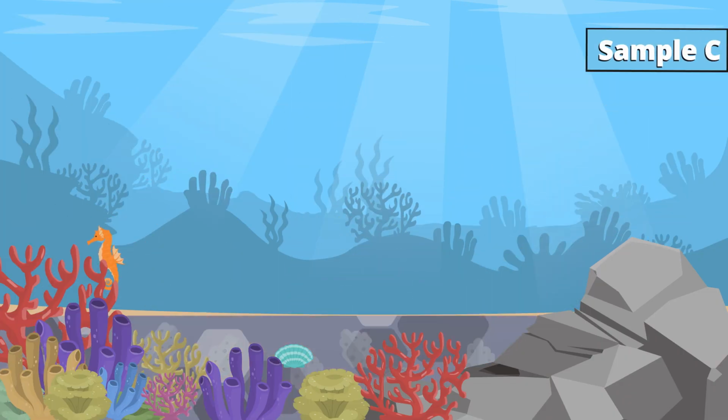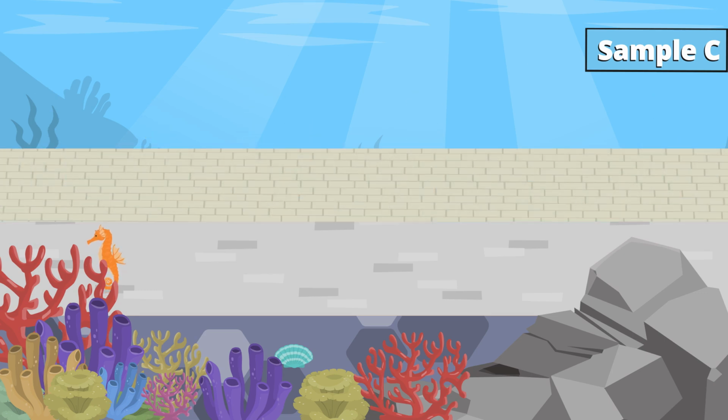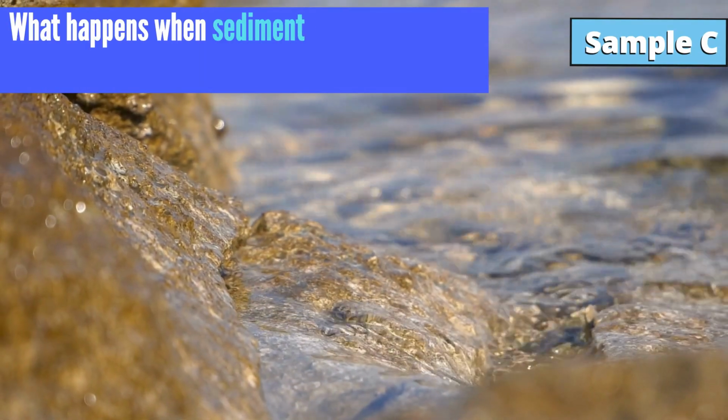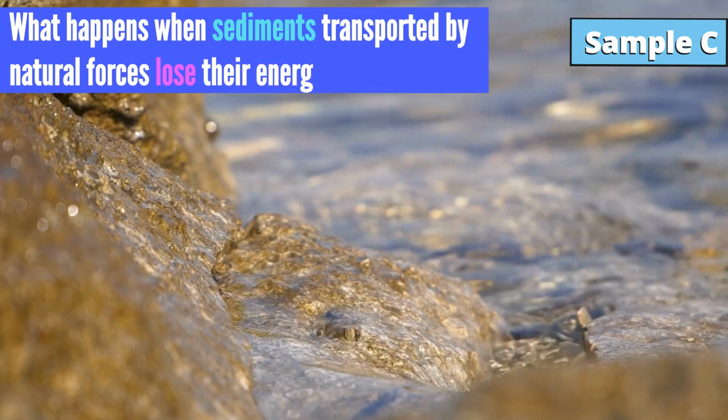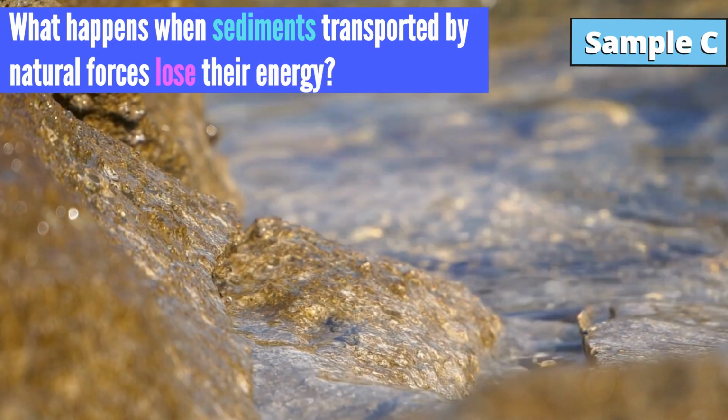Sample C, distinct layers of fine particles settled at the bottom of a lake, each layer representing a different type of sediment deposited over time. Guiding question: what happens when sediments transported by natural forces lose their energy? Reflect on how particles settle and form layers over time.